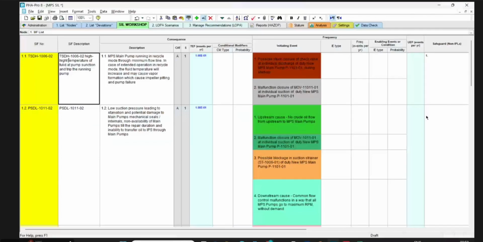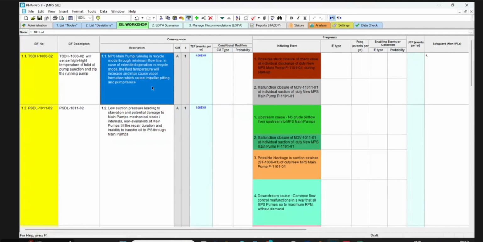So we'll put TSDH 1006-02. It will sense high temperature of the fluid at pump inlet, at pump suction, and trip the running pump. That's very good, man.